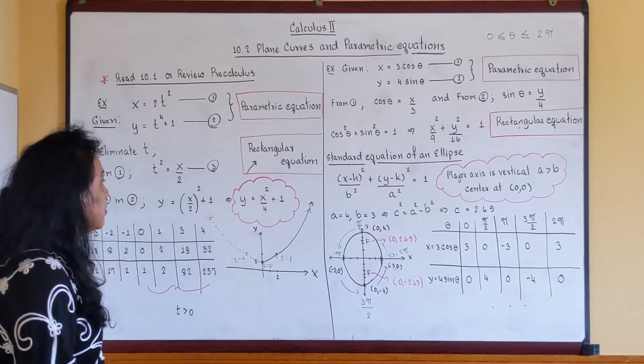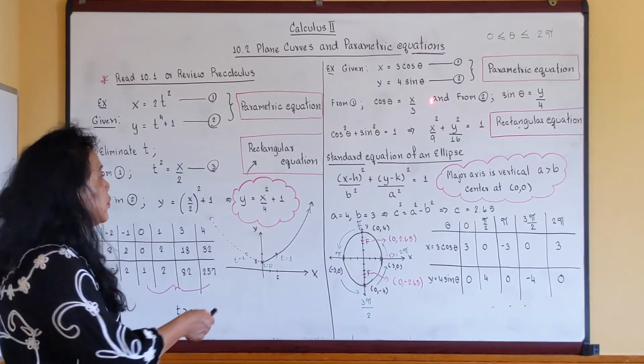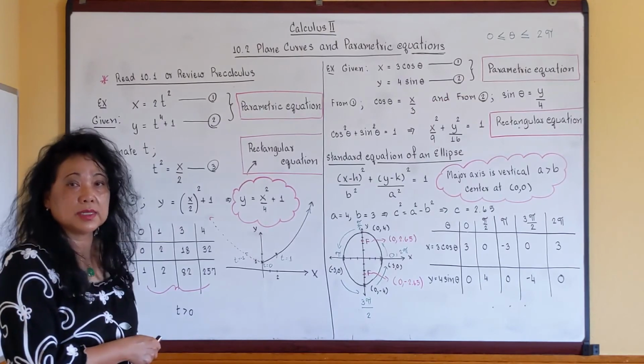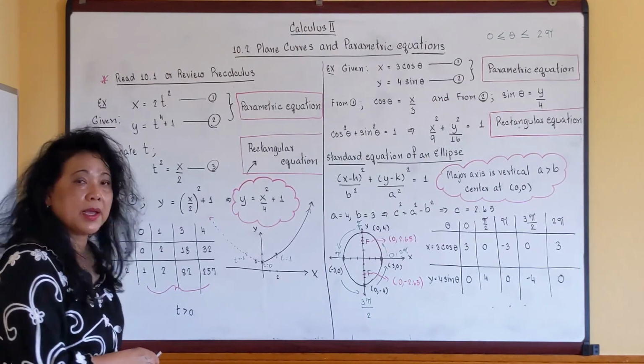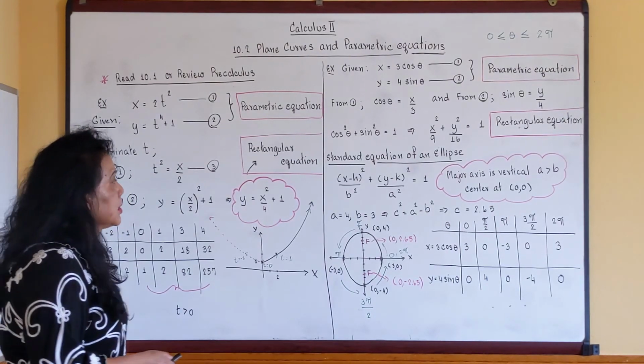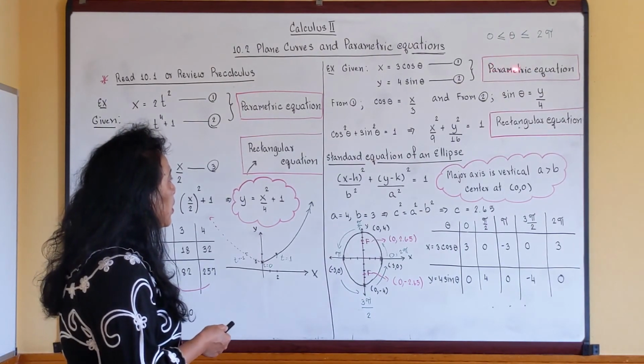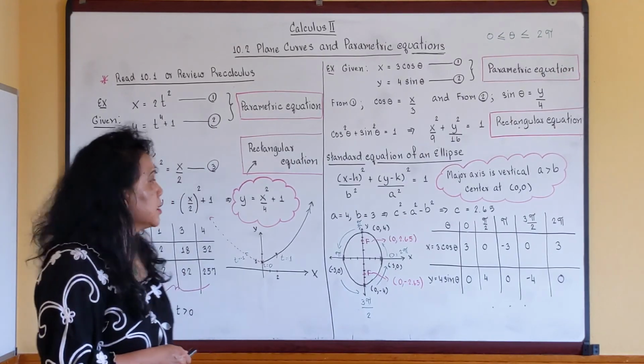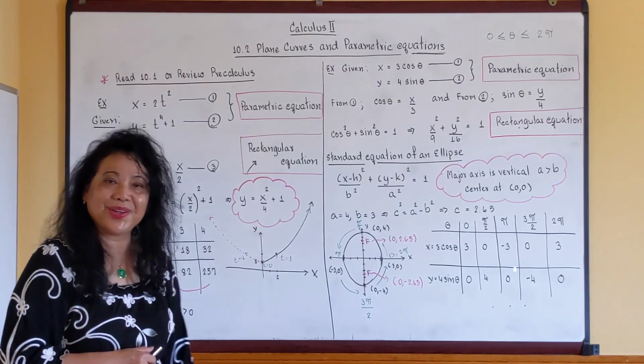And it's the same shape as the ellipse if you use the rectangular equation. It's exactly identical, the same shape. Later on we will learn how to do both, and sometimes it's easier to use the parametric equation to graph, sometimes it's easier to use the rectangular.